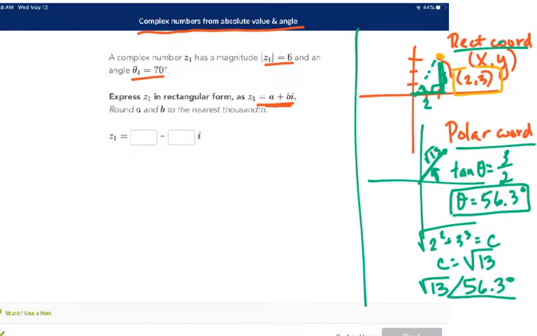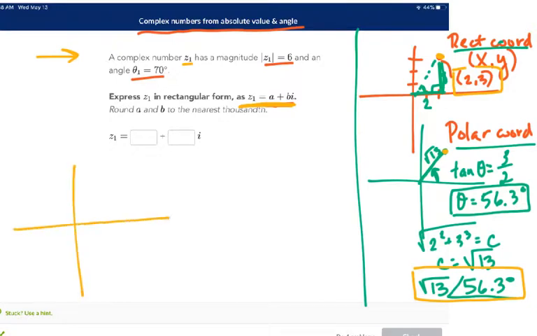When you label the same point in polar coordinates, you label it as the magnitude and the angle. And so the conversions between the two are what they're using in these problems here. So they're saying here, in a complex number, and by a complex number, we're going to get back to this form. They're saying the z has a magnitude of 6 and an angle of 70.